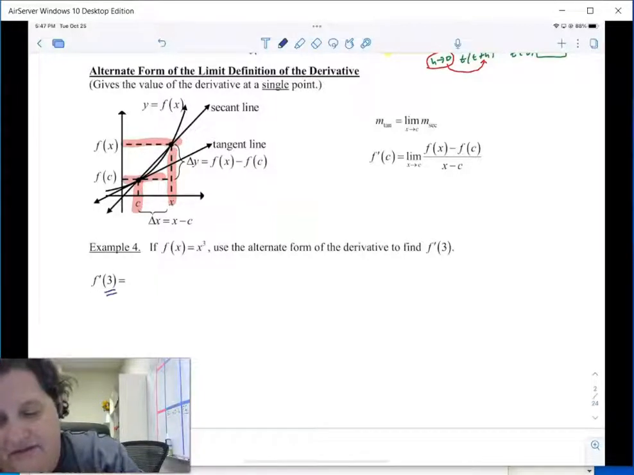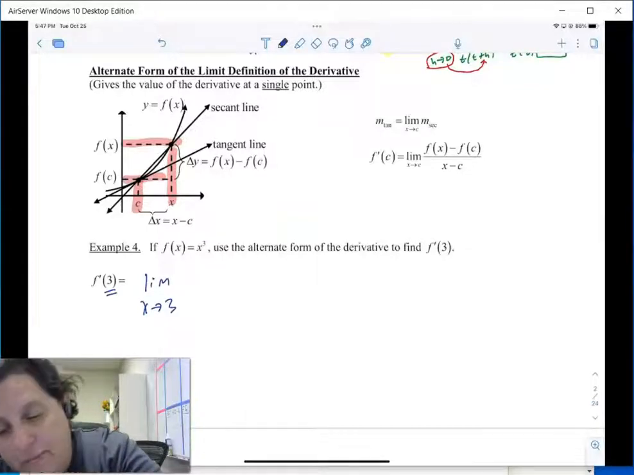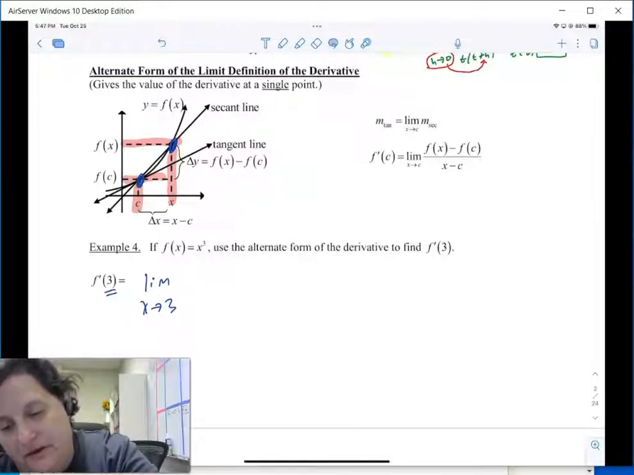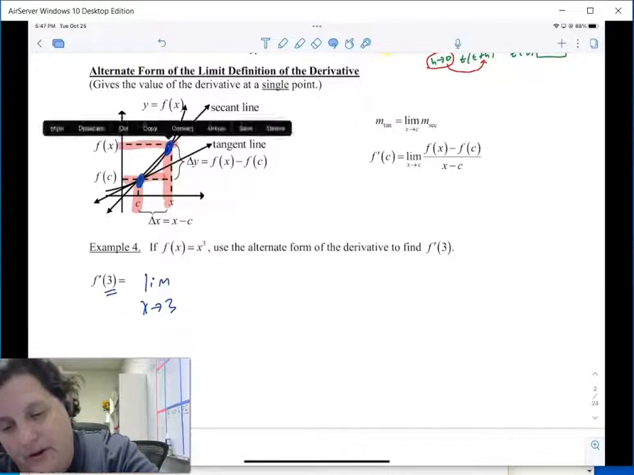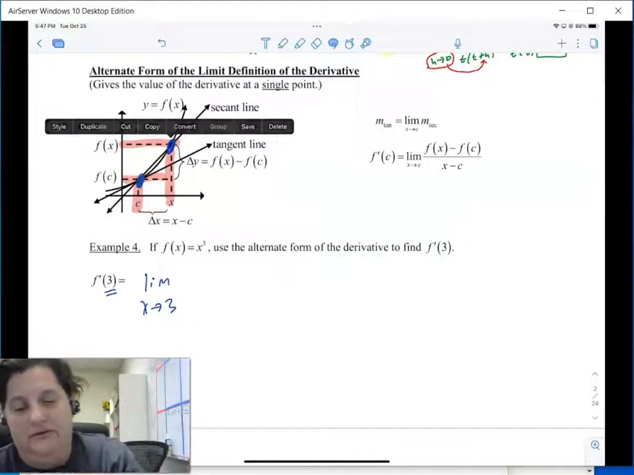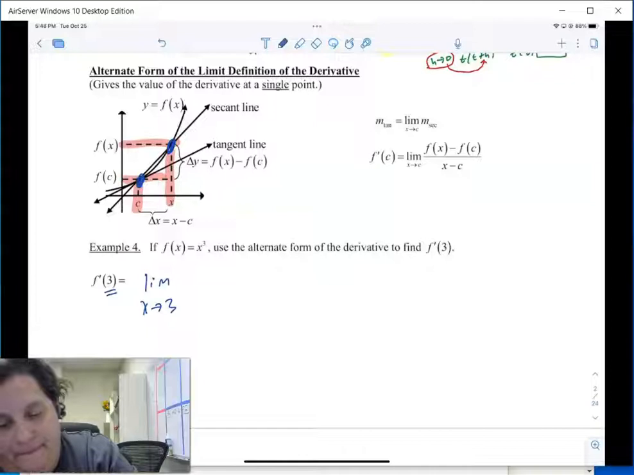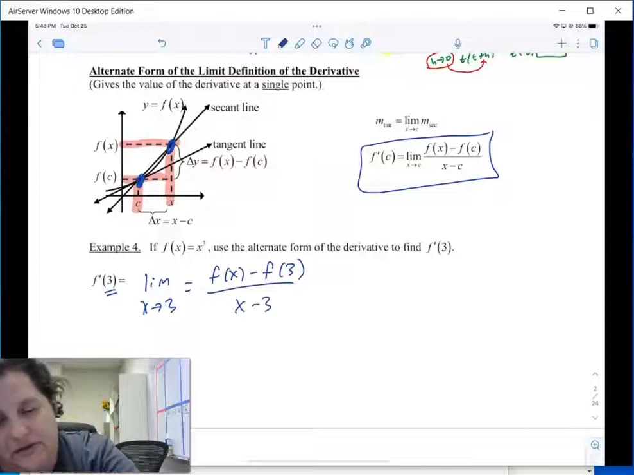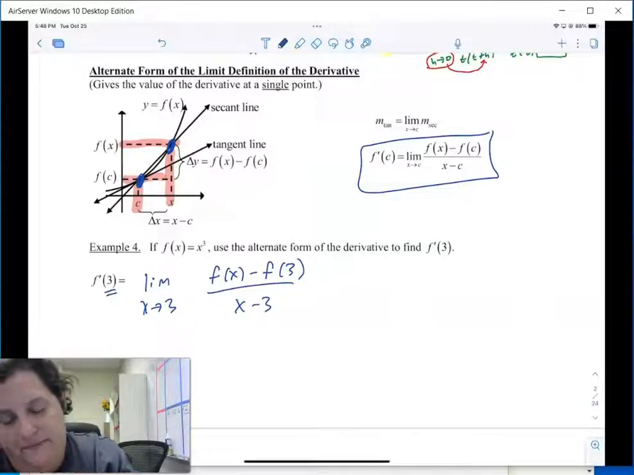To find the derivative at 3, it'll be the limit as x approaches 3. So I'm bringing this point and this point super close to each other. I'm like grabbing this guy, right, and moving it until it's right on top of that. So I'm moving the x really close to the 3. And the difference, instead of going f of x plus h, is this right here. So it's f of x minus f of 3 over x minus 3. Should not have that equals there, okay?